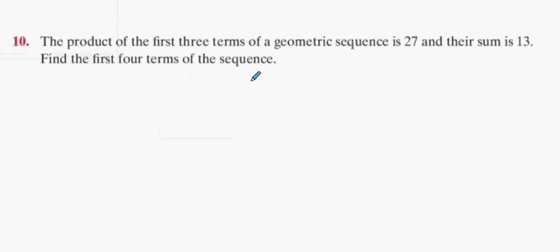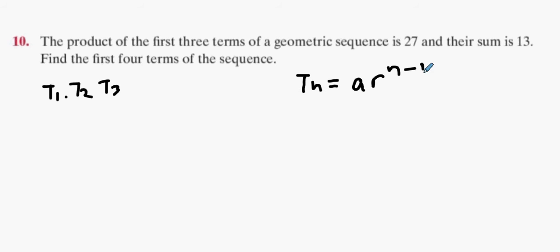Product of the first three terms means T1 multiplied by T2 multiplied by T3. Okay with that? Right. The Tn formula is A R to the power n minus 1. Everybody cool with that? Right.